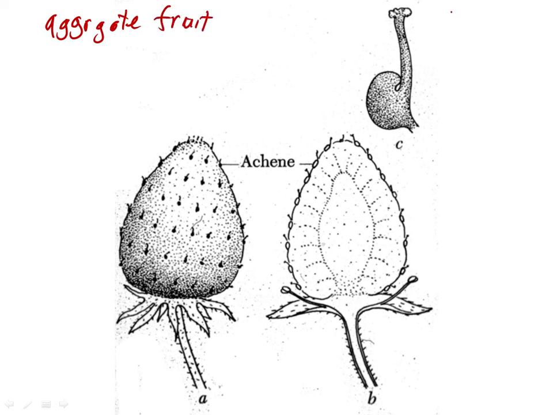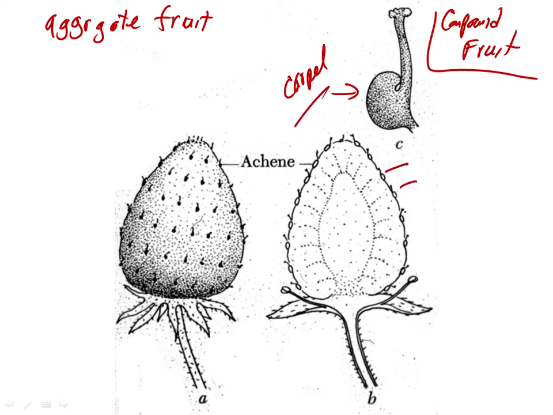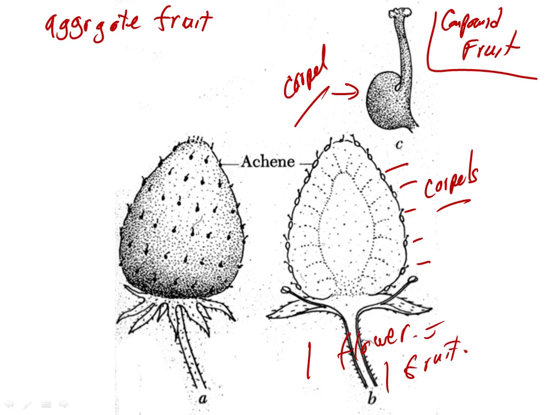So this is a type of compound fruit. So there's going to be two types of compound fruits. Aggregate fruit, a strawberry. Here is the gynoecium, or a carpel. That's one carpel. Here are lots of carpels. So that is one flower, now becoming one fruit, one aggregate fruit. I'm just going to write one fruit. But there are many carpels that are free on the surface of that.